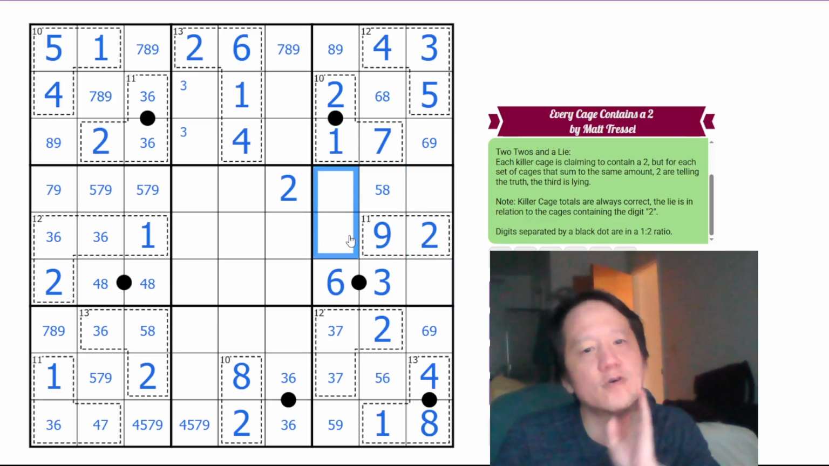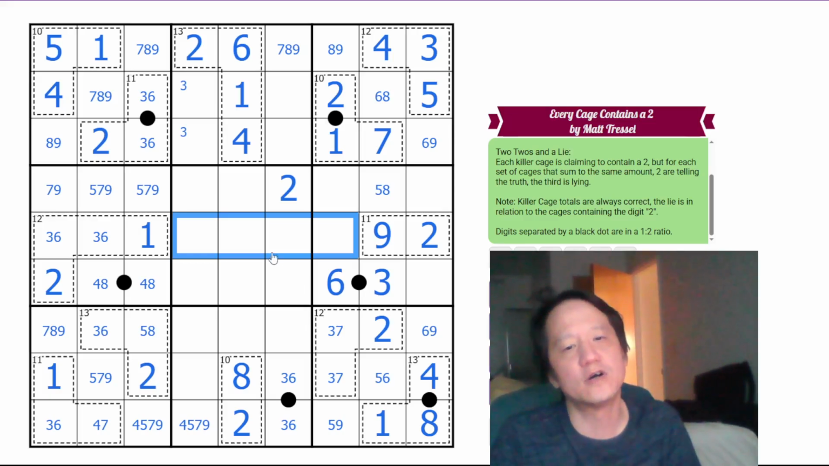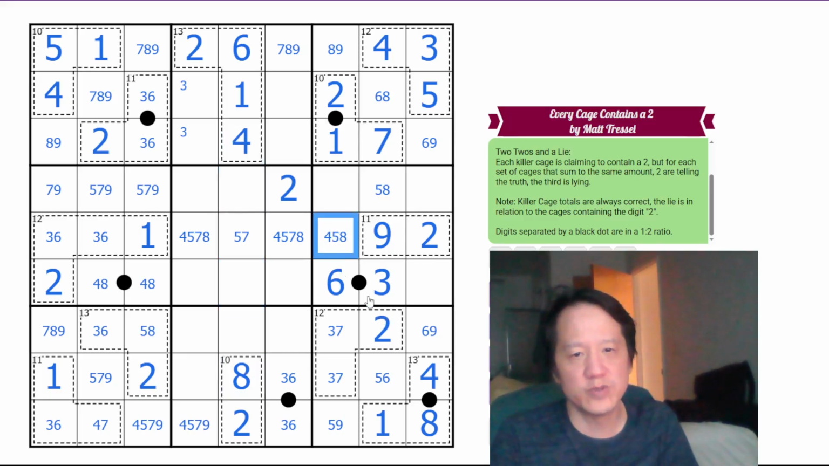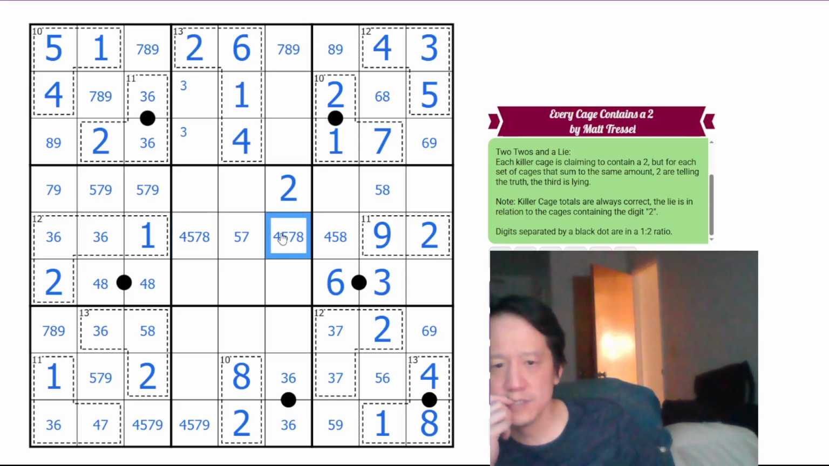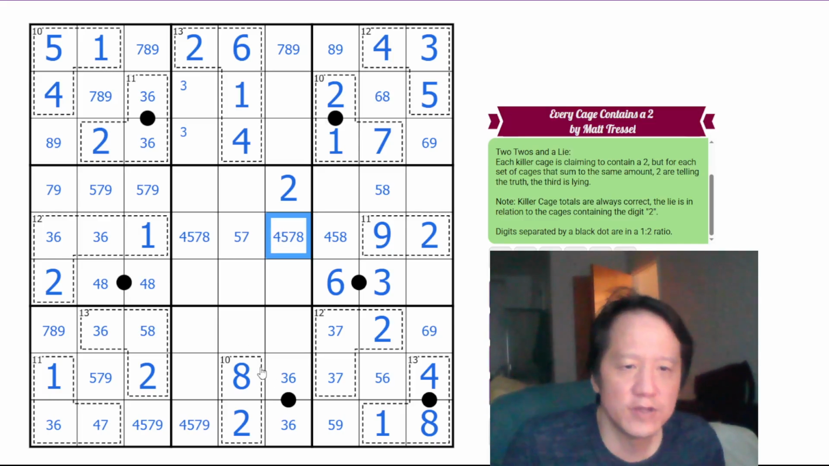Okay. Remaining digits in row 5 are 4, 5, 7, 8. This can't be 4, 8 here. This can't be 7 because of the 3, 7 pair here. Let's see. Do we have anything else?